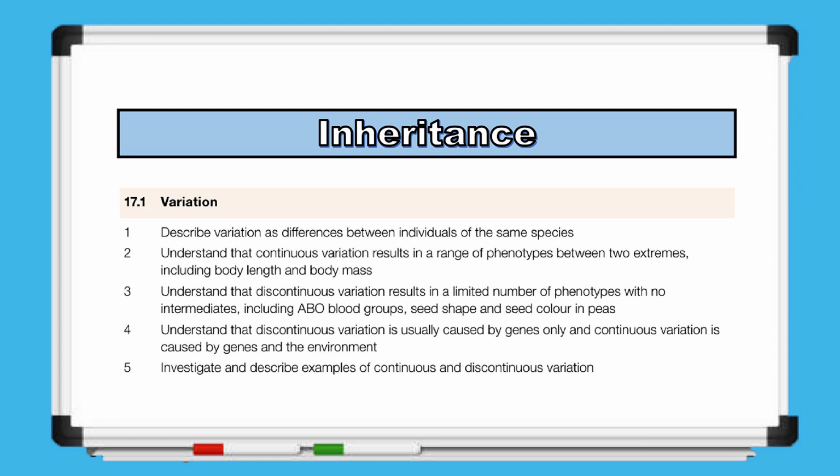We will start with Unit 17.1, which focuses on variation. In this part, we will explore the key ideas that explain how and why differences occur among individuals of the same species. These are the topics from your syllabus that we will be focusing on, so make sure you keep them in mind as we go along.